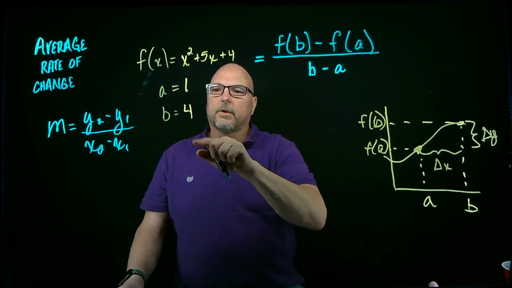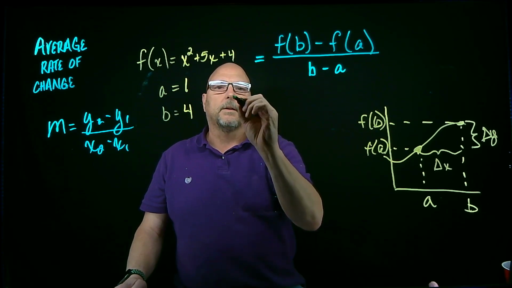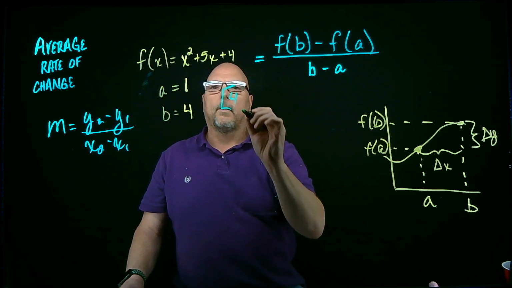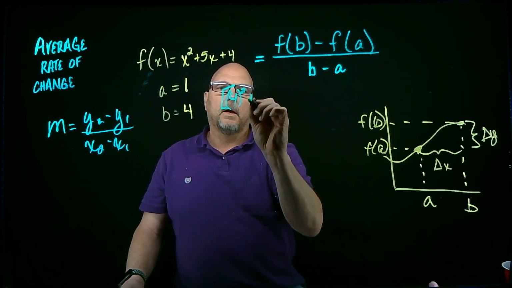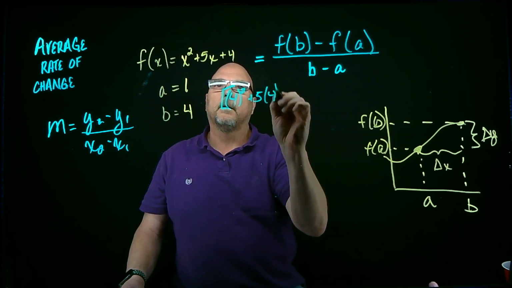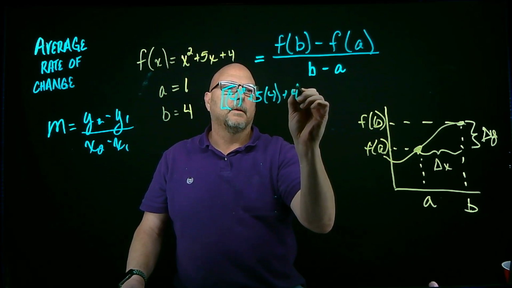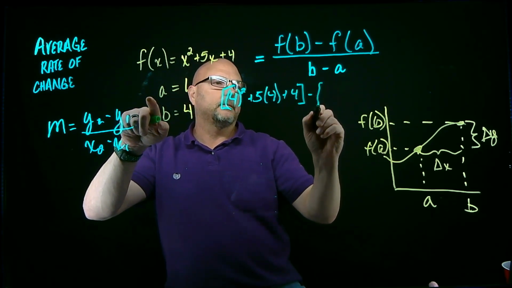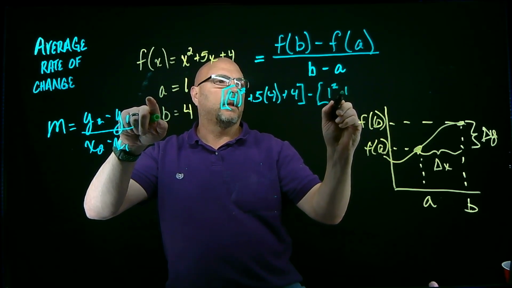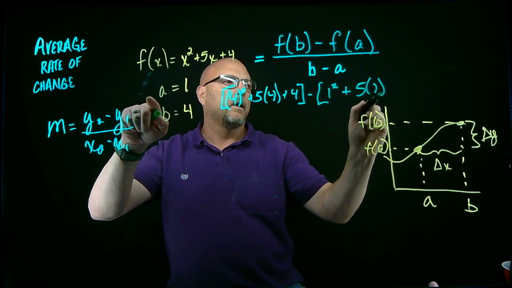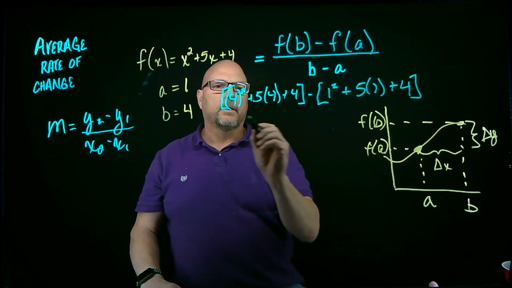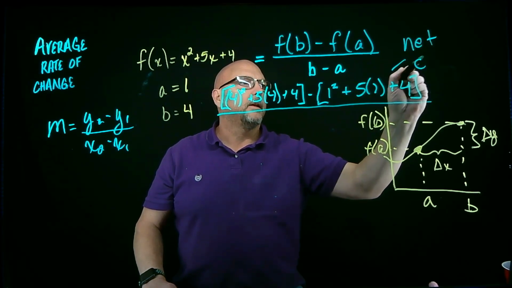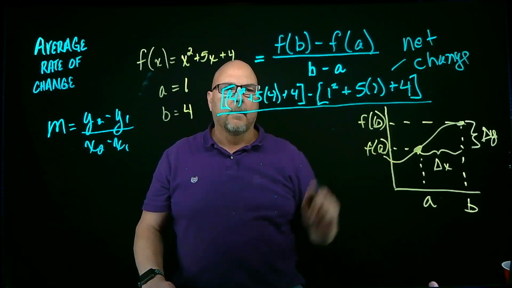So f of B means you're going to substitute 4 in place of x here. So I would have, let's see, put a big bracket here, 4 squared plus 5 times 4 plus 4, minus my f of A. So A is 1, so that's going to be 1 squared plus 5 times 1 plus 4. So that's our numerator. That's also known as our net change, right? That lesson comes just ahead of this lesson, but our net change.